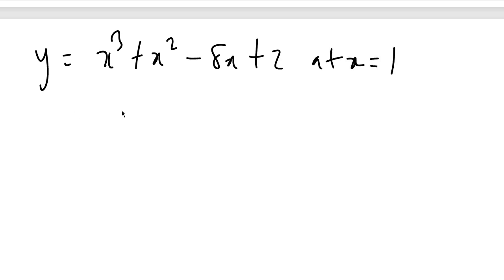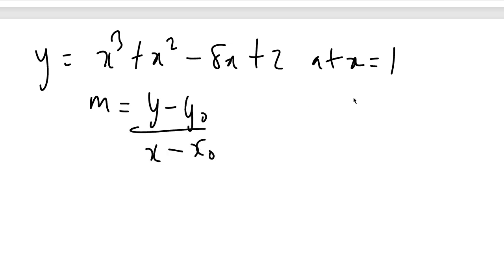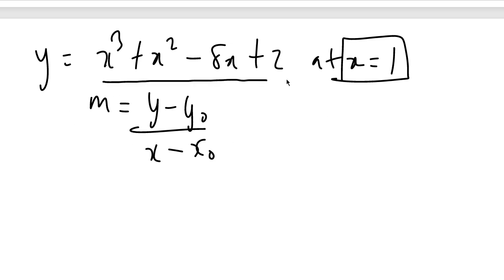What do you simply do? Remember that m is equal to what? y minus yo over x minus xo. And our xo is 1 because this is the x coordinate. This is the point at x equal to 1. But yo wasn't given. So how do you get yo? By simply substituting 1 into the function. The x is the input, y is the output. So anywhere we see x, we substitute what?